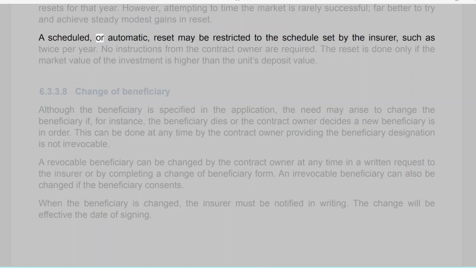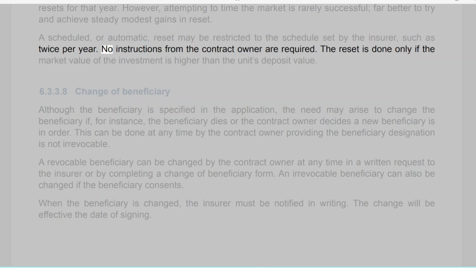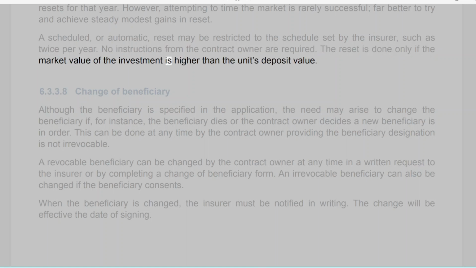A scheduled, or automatic, reset may be restricted to the schedule set by the insurer, such as twice per year. No instructions from the contract owner are required. The reset is done only if the market value of the investment is higher than the unit's deposit value.